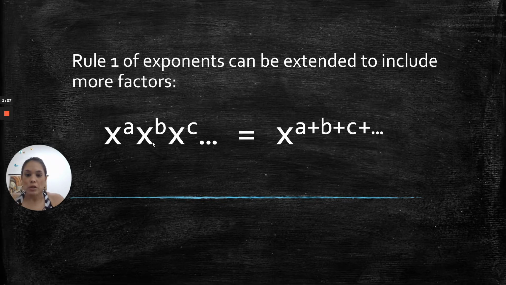Rule 1 of exponents can be extended to include more factors. So we have a same base of x here, x to the power of a, x to the power of b, x to the power of c. And you will just add these exponents for your answer.